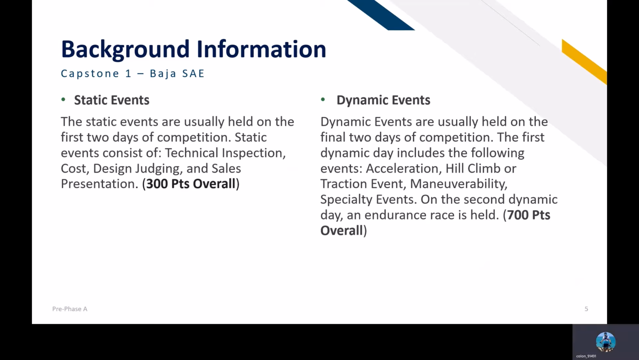And the dynamic events are usually held for the final 2 days of competition. The first dynamic day includes the following events: acceleration, traction event, maneuverability, and specialty events. On the second dynamic day, an endurance race is held. This event has a total of 700 points. In the next slides, each test of the static and dynamic events will be explained.